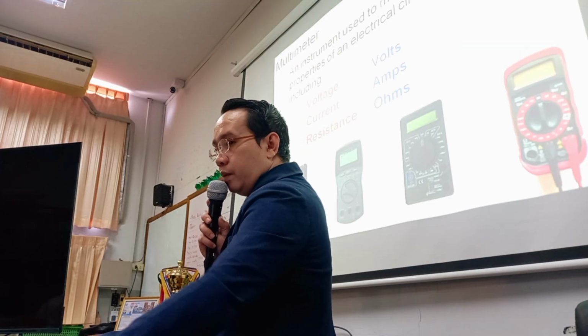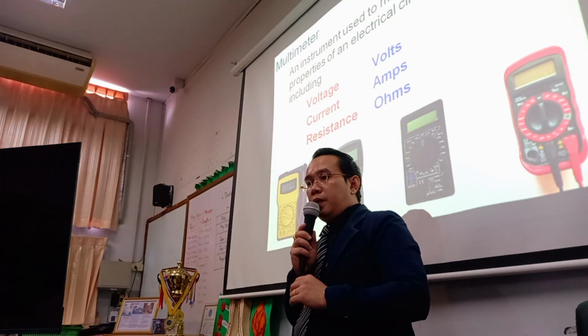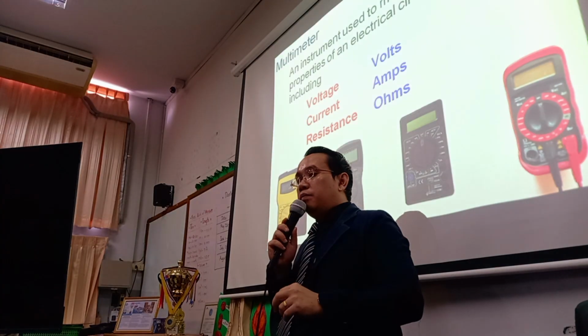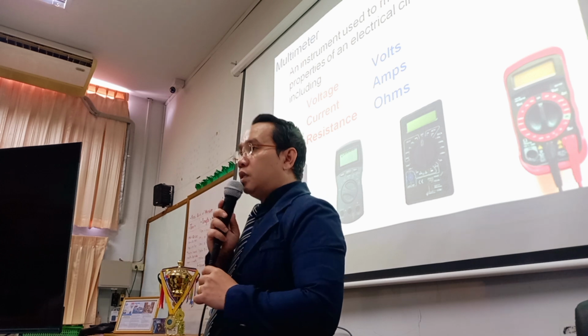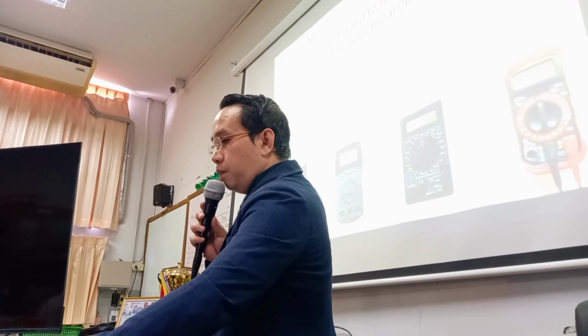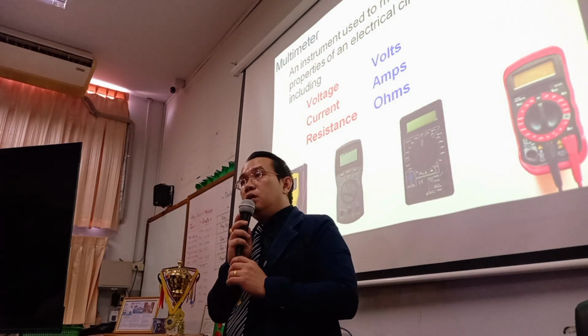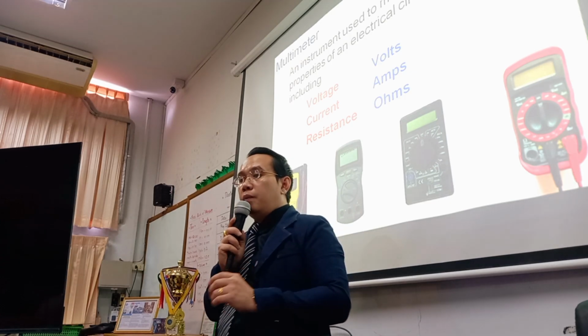So we have different materials. We have the multimeter, an instrument used to measure the properties of an electrical circuit. For voltage, we have the voltmeter; for current, the ammeter; and for resistance, the ohmmeter. Those are the three important instruments that usually help to measure the loading capacity of electrical energy or electrical power.